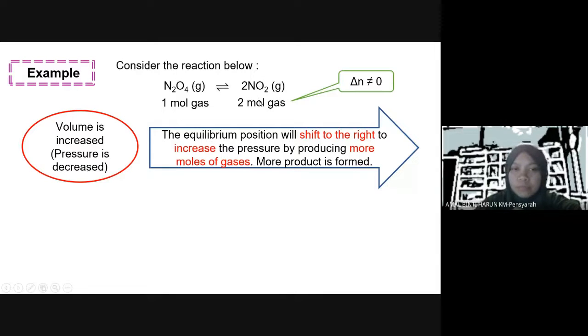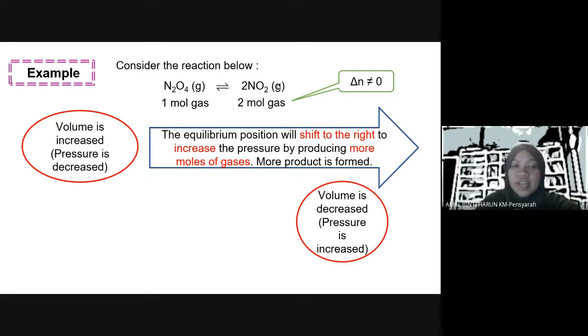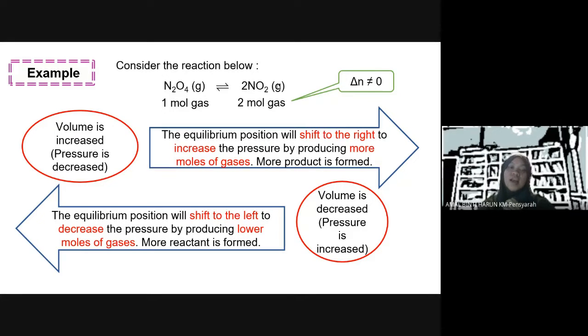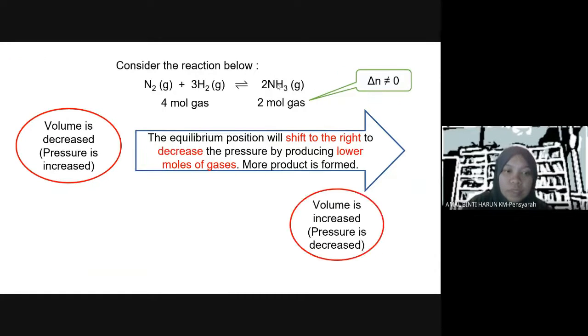Sebab sebelah kanan ada banyak number of mole. Okay. Banyak number of mole, banyak apa? Banyaklah pressure yang dihasilkan. Kalau volume decrease ataupun disturbance dia pressure increase, so kita kena reducekan pressure. How to reduce pressure? We need to shift to the lower number of mole. Lower number of mole is located at the left side, which is reactant, need to shift to the left to lower down the pressure. Okay. Ini contoh yang sama.